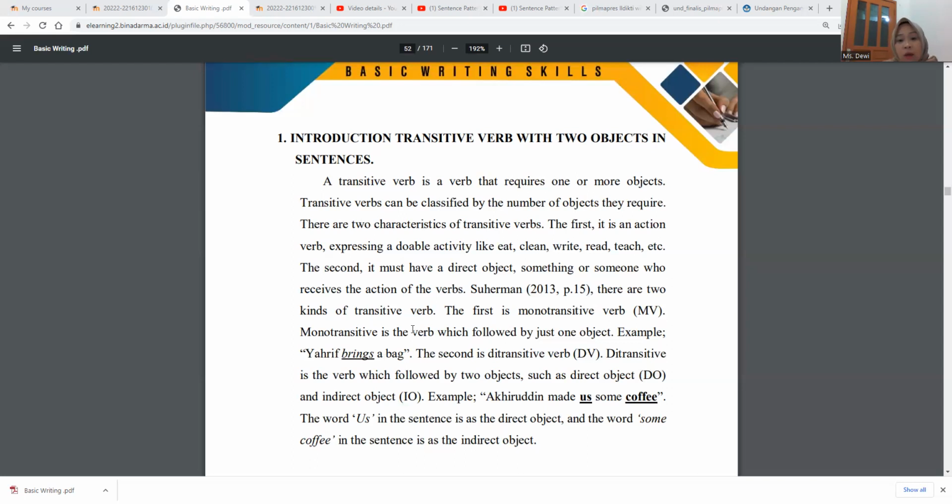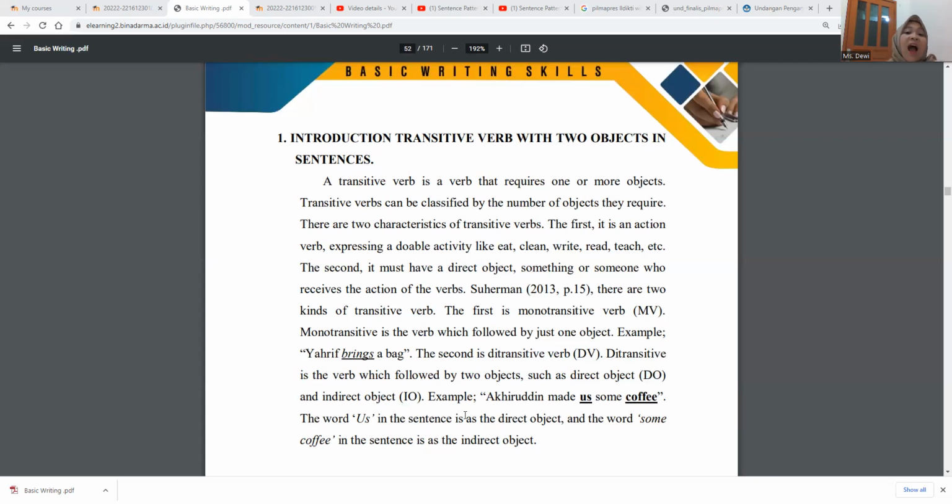Let's see the example. Ahirudin made us some coffee. So we have two objects. The first object is us, and the second one is coffee. Ahirudin is the subject, and made is the verb. The word us in the sentence is a direct object. Jadi si us dalam kalimat ini merupakan objek langsung atau direct object. And the phrase some coffee in the sentence is an indirect object. Some coffee dalam kalimat tersebut merupakan objek yang tidak langsung. So we have us and also coffee. Ahirudin made us some coffee.